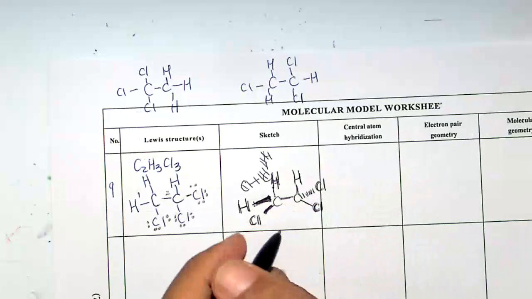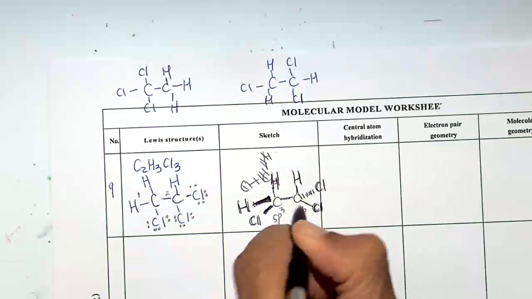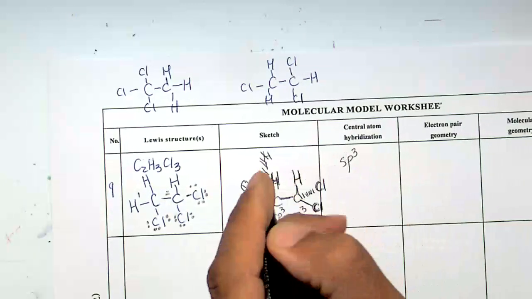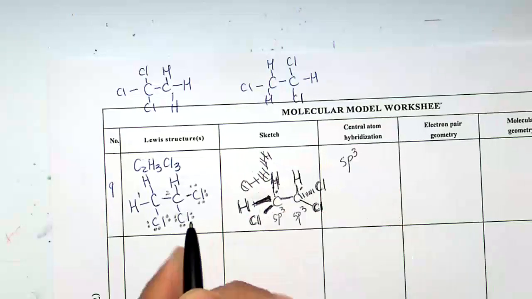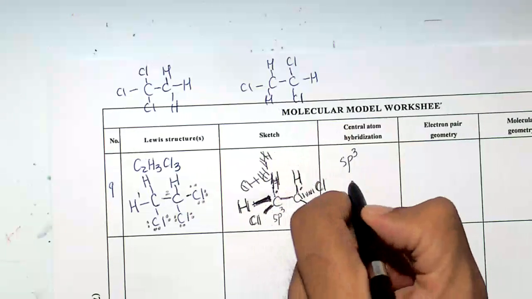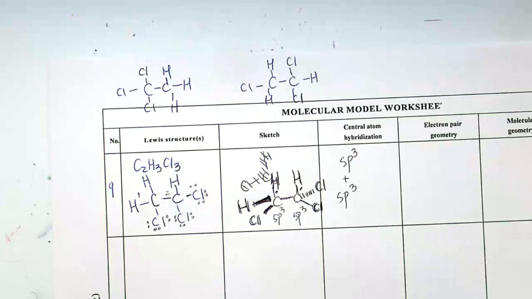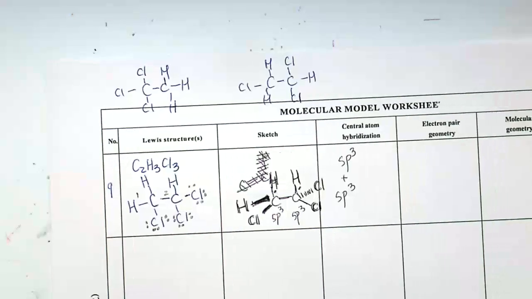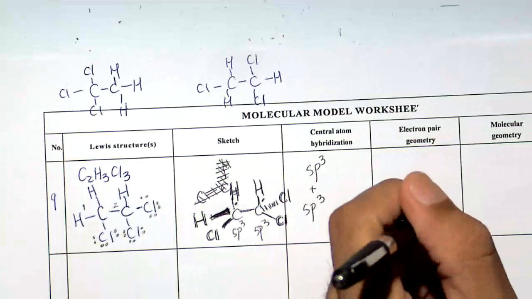Okay. So we have two sp3 carbons, and what is the central atom hybridization? sp3, I think. Just for this carbon, it would be sp3, and for this carbon, what would it be? Okay, an sp3. Same thing. So we have an sp3 and an sp3. Essentially, we've got two tetrahedral carbons coming together.